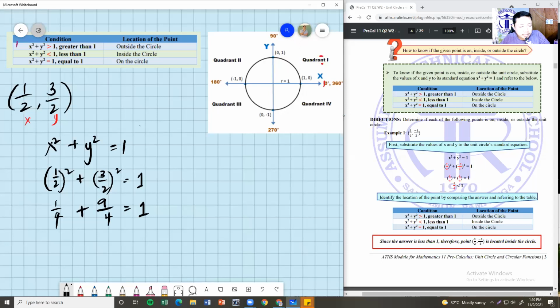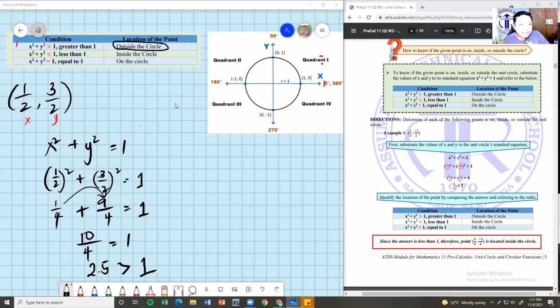Okay? And then numerator to numerator, that's 1 plus 9, that's 10/4 is equal to 1. Divide this, that becomes 2.5, which is greater than 1. So it satisfies the first condition, which is outside the circle. Can you follow? Show a reaction if you understood that process. Okay, very good. So are we already clear with that?